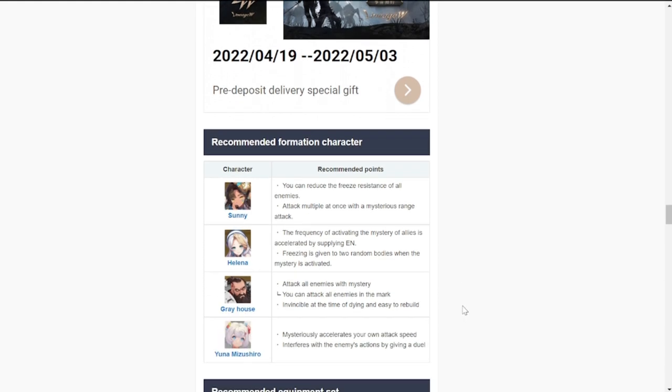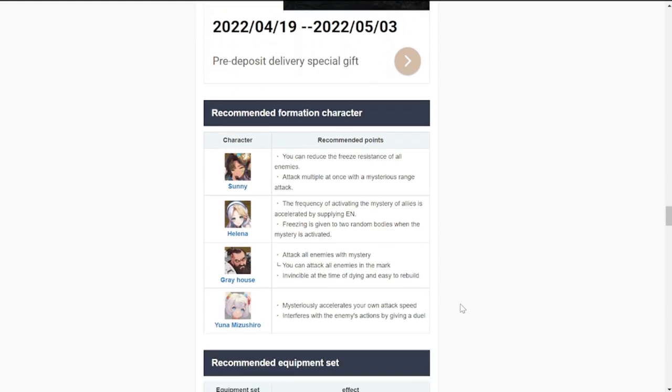So as for synergy here, recommended formation, the one that I agree with the most is going to be Sani, S-A-N-I, the spelling here is different. Sani can reduce the freeze resistance of all enemies, which is actually tied to her skill. So attack multiple at once with mysterious range. So you can combo both. So hopefully we could use Sani together with Crocell in some teams, especially freeze teams.